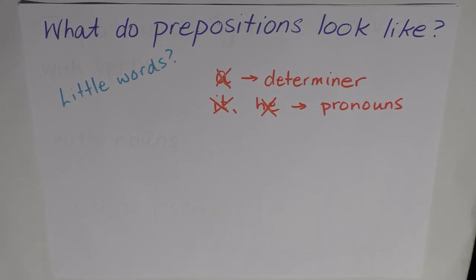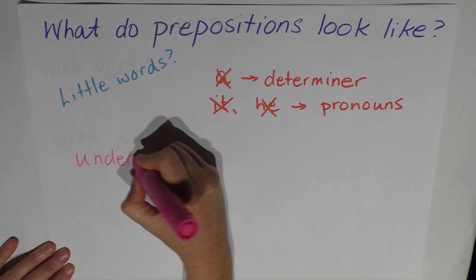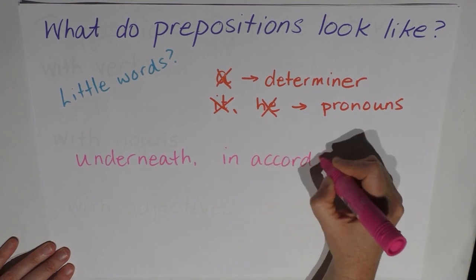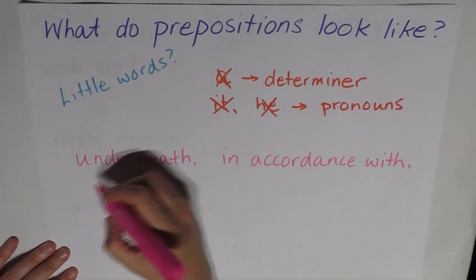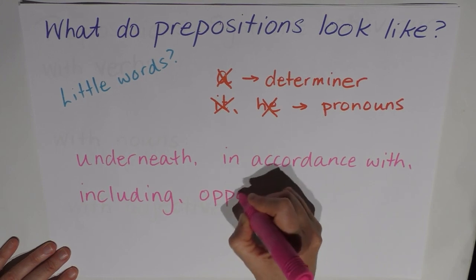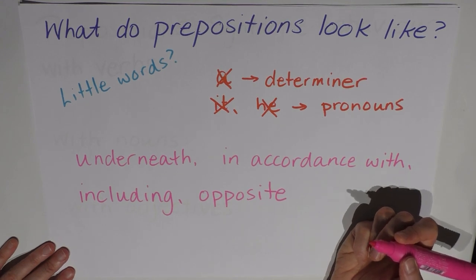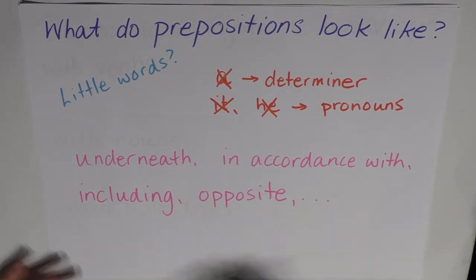And similarly, not all prepositions are little words. If I was to think of some words that are prepositions but not little, I would come up with such a word as underneath and in accordance with, including, opposite. These are all prepositions, but none of them are little. So, in lieu of, throughout, following, with regard to, within. I mean, the list goes on and on. So we'll put some dots here to show just how big the list is. Needless to say, to say it can't be a preposition because it's not a short word, well, that's not 100% true.